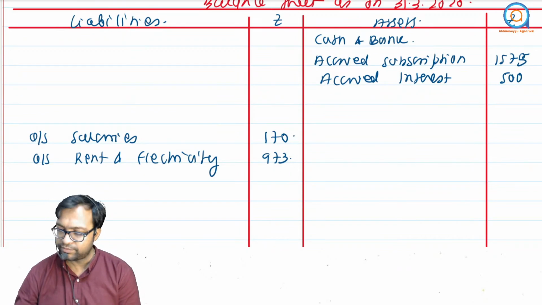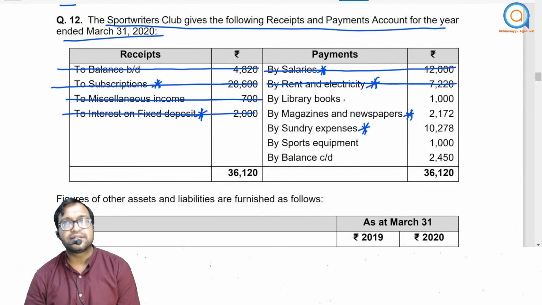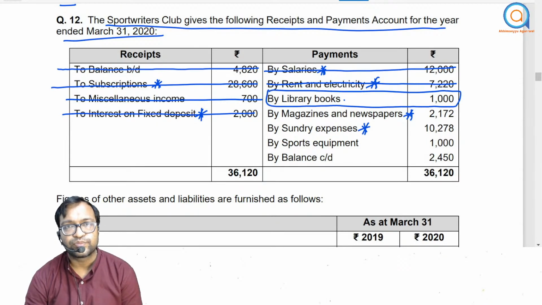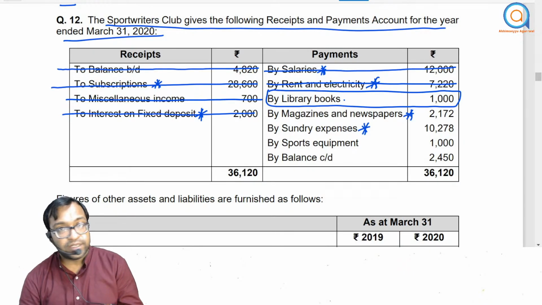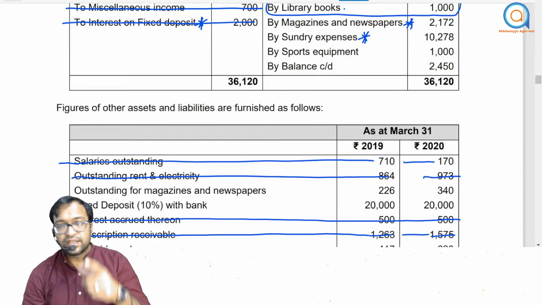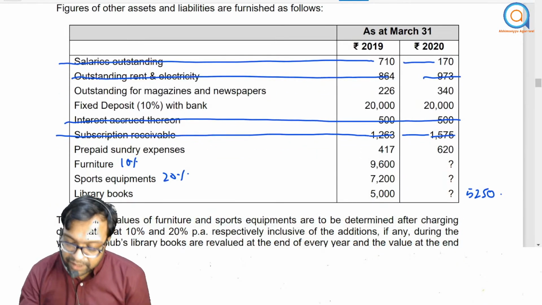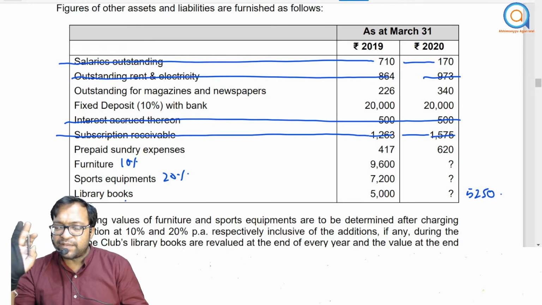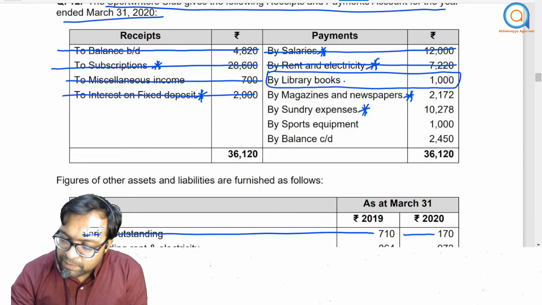Much, sir, much. Next, I can see library books. This is the library books purchased during the year. Correct, na? So it should come in closing balance sheet, not opening. So it reminded me of the other assets also. Let me see. Library books is there. Furniture, sports equipment. ठीक है, leave library books for the time being. I will take the assets a little later on. ठीक है ना? Let me complete this.